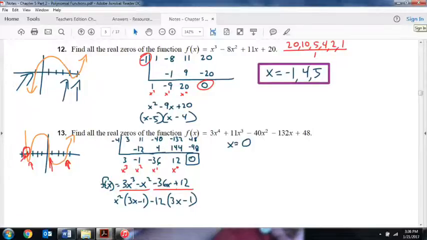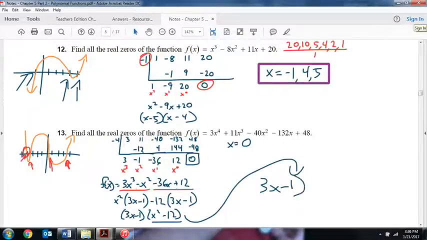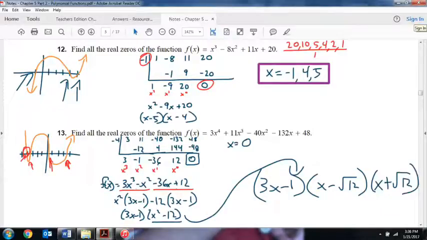There we go. So we have a 3x minus 1 and an x squared minus 12. And that is a difference of squares. So we got 3x minus 1 is one of them. And then x minus the square root of 12 is one, and x plus the square root of 12 as the other. So when I set them equal to 0, this turns into a 1/3. This turns into a positive square root of 12. This is a negative square root of 12. So our answers are 0, 1/3, and plus or minus the square root of 12.